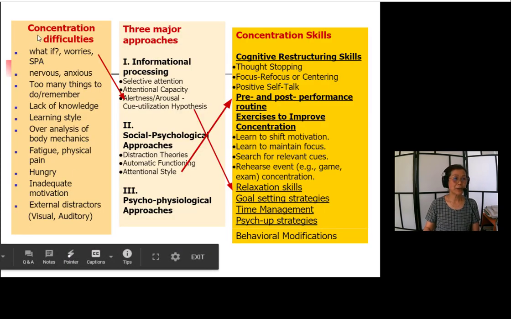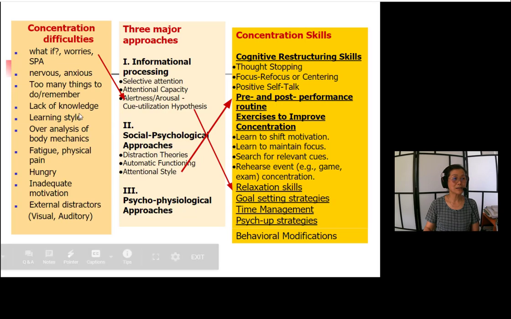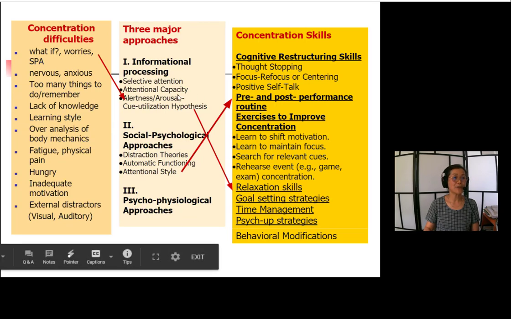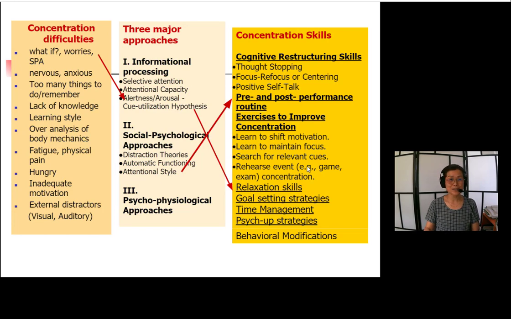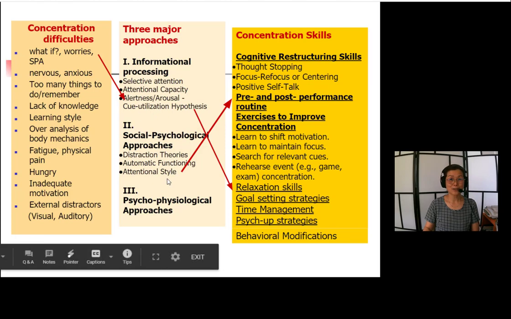So here we go. I put our concentration difficulties and lapses on the left, and in the middle, theories and concentration skills that we can use to improve concentration and focus attention level. And with all these problems, we can apply theories. As an example, what if worries and negative thoughts and social physique anxiety, what theory would you use? Some people say cue utilization theory. Some people could say any of these other theories.